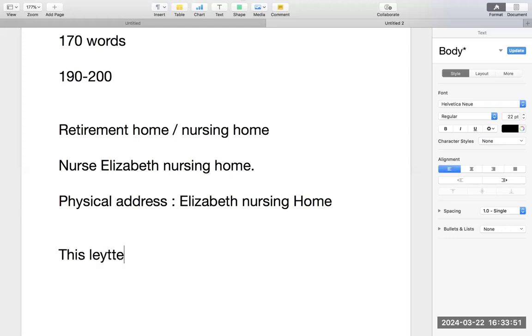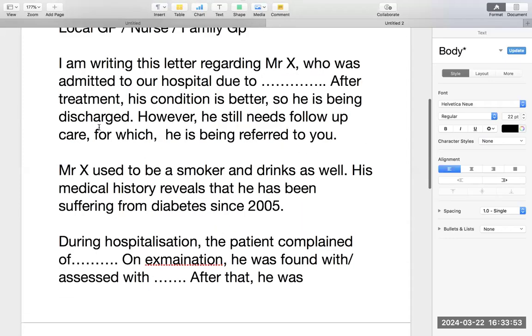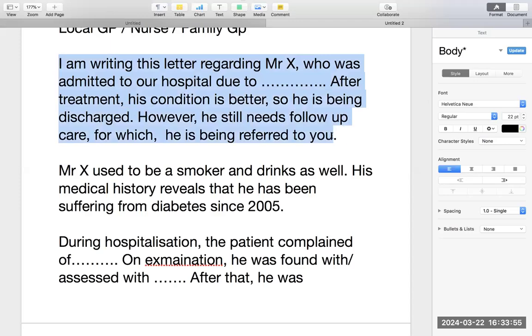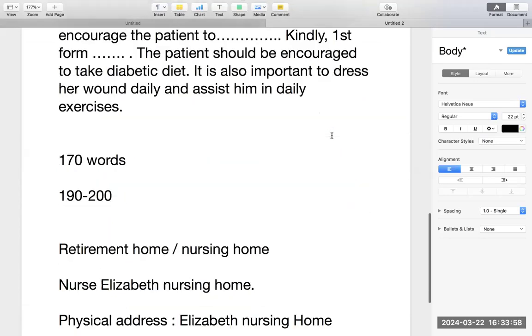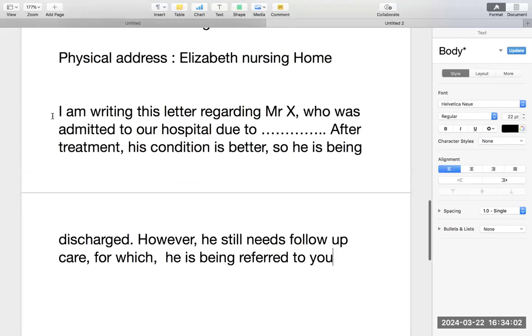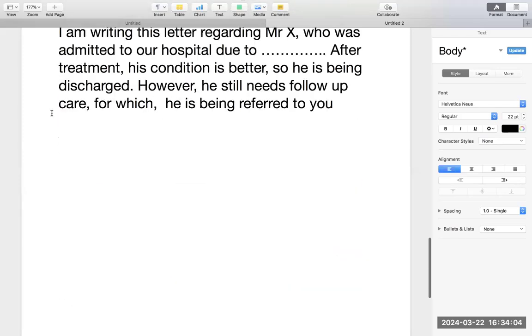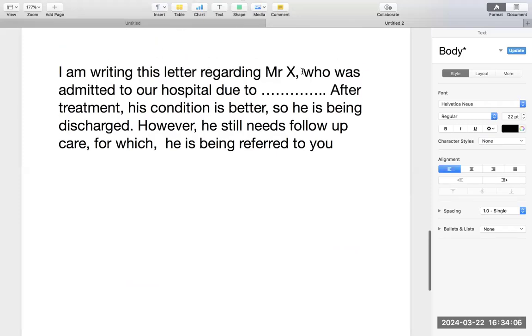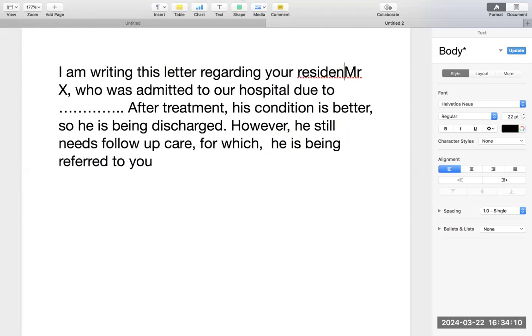Now, again, let us copy paste. So today I'm not writing this letter is being written. I'm just changing it. You can still write this letter is being written. Again, not a problem because nobody can object to this. I'm writing this letter regarding Mr. X. I will say regarding your resident, Mr. X, who was admitted to our hospital due to this. After treatment, his condition is better, so he is being discharged back.